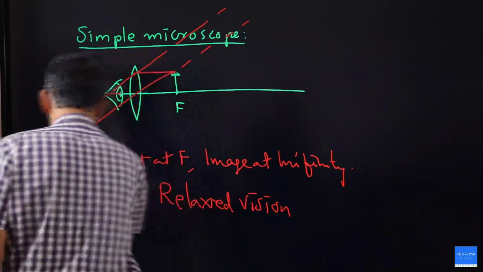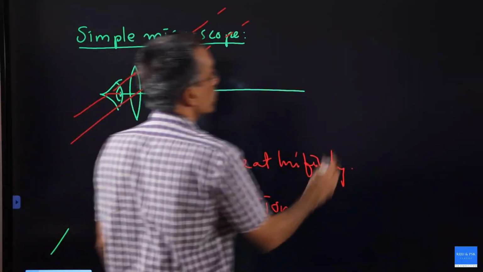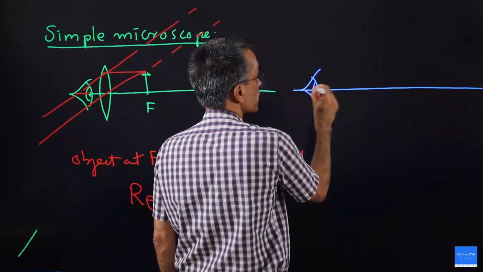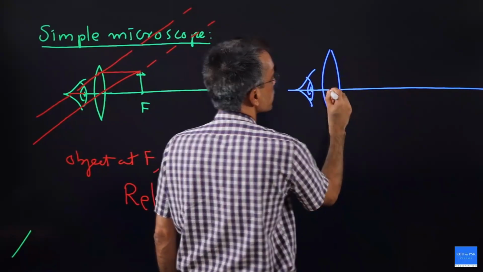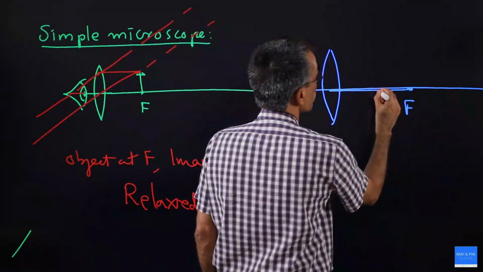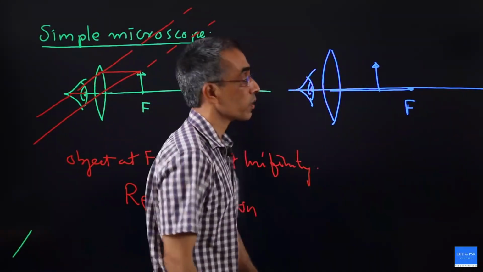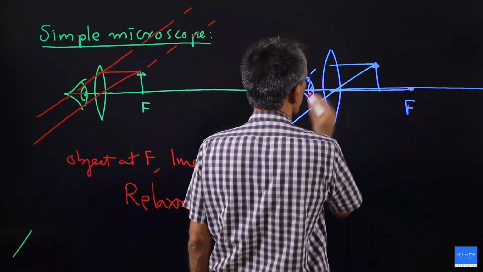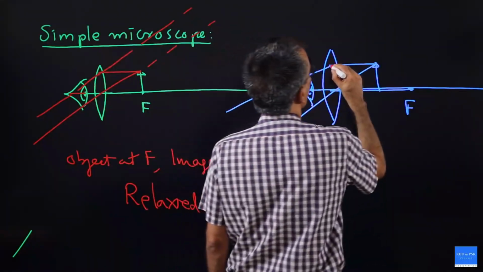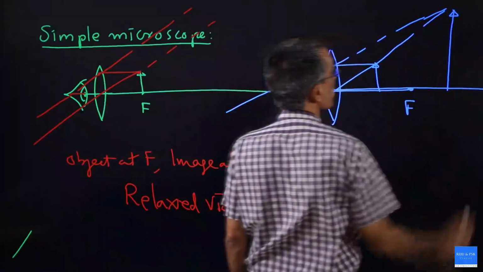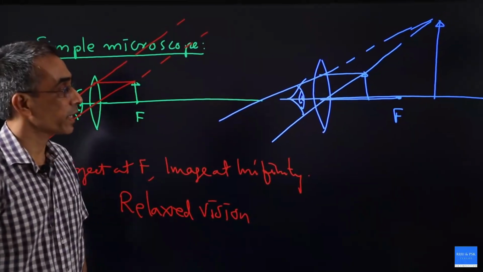Second one, simple microscope. This is the observer's eye, this is the lens, this is the focal point. If the object is within the focal length here, what will happen? You studied this: one ray will go like this, another will diverge a bit, and you will get an image somewhere here. That is the image. Fine.